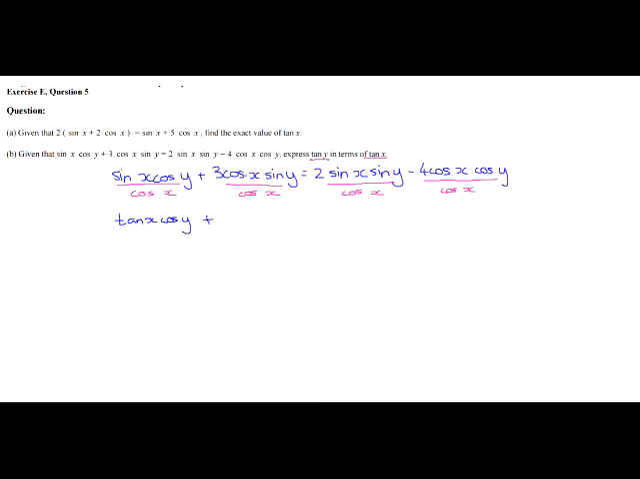Let's do the same here. So we've got cos x divided by cos x. Well, they're going to cancel each other out. All right, so that's going to be 3 sine y equals. So here I'm going to get my tan x. So it's 2 tan x sine y. These cos x's cancel, so minus 4 cos y.